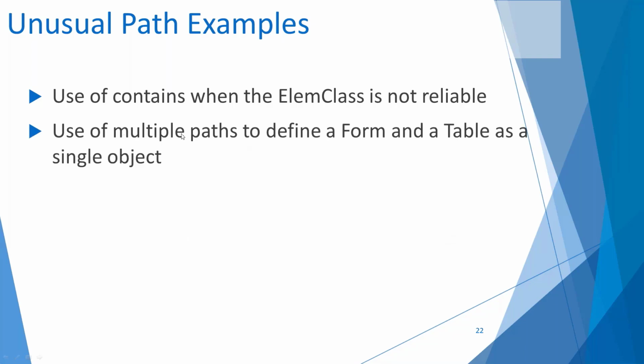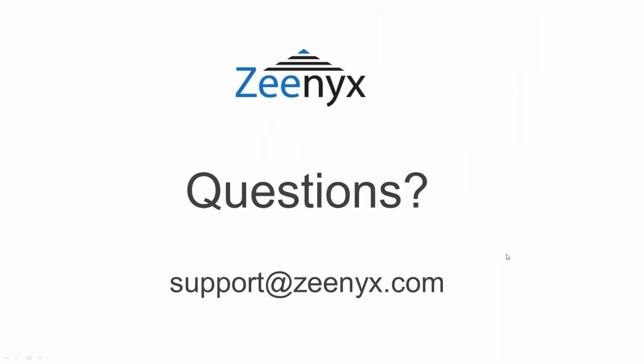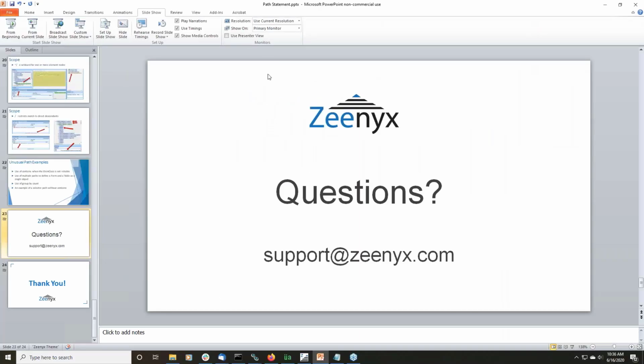I'm also going to talk about how you can use multiple paths to define a situation where you have a form sometimes, or you have a table at other times, but you don't want to have two definitions. And then I'm also going to talk about a really interesting use of GroupBy with count. I showed you GroupBy with an attribute, but I didn't show you GroupBy with count. And then finally, I'm going to show you an example where you have to form a selector with a path that does not have the word contains in it, which is not typical. So we're going to look at that as well. So let me switch over to AscentialTest now.